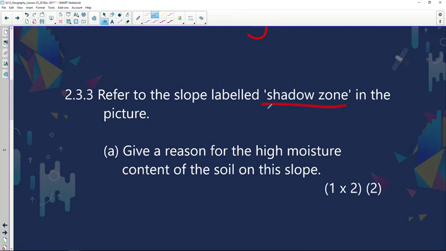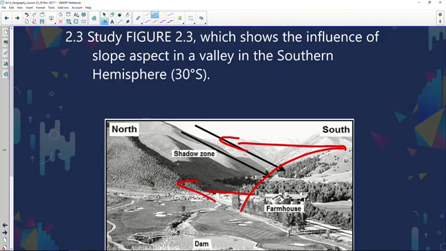Refer to the slope labeled shadow zone in the picture. Give a reason for the high moisture content of the soils on this slope. Because they're in the shadow, they receive lower temperatures, and because they have less insolation, there's going to be a higher moisture content. It's not going to dry up very quickly. So what can we write down there? I just want to show you where this shadow slope is, because it doesn't receive that much insolation.